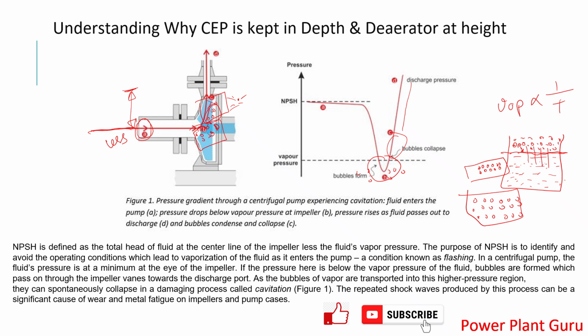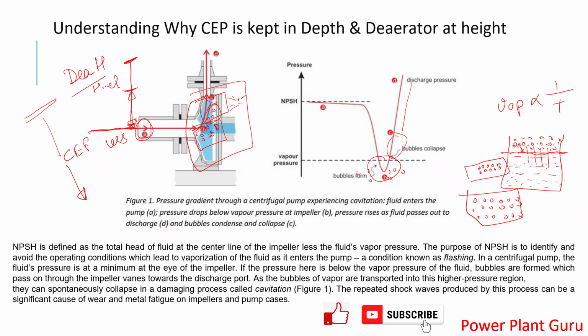So this is what people try to avoid, and that is where a net positive suction head is maintained by keeping the suction head high. It may be done by keeping the deaerator high at height, or CEP at lower, so that if your CEP is lower, then the static head which is coming from the hot well is high. So that is the whole funda behind it.